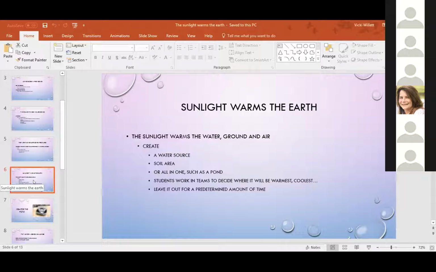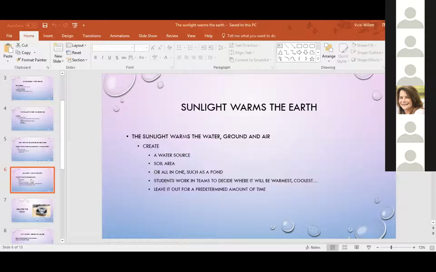And this part is Gina. This is about how sunlight warms the water, ground and air, and we talked about creating a water source. And luckily for us, on the outside of our buildings, we actually do have hoses and spigots, so that helps with the cold frames and all of that.